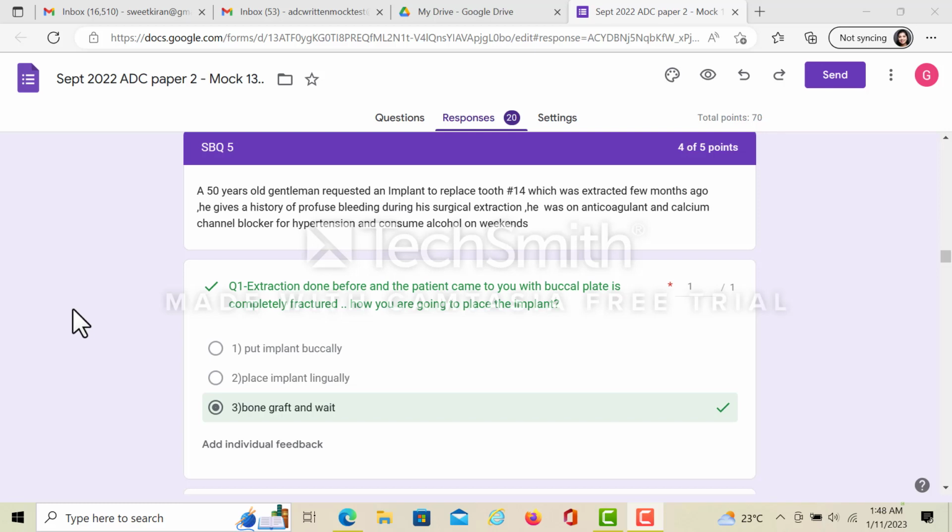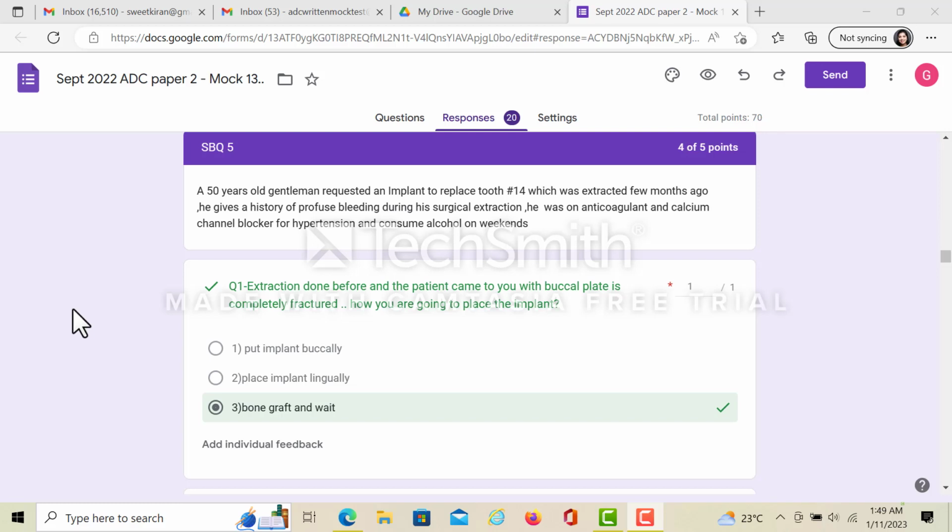So SBQ5: a 50-year-old gentleman requested an implant to replace tooth 1-4. This is a universal tooth numbering system, so 1-4 becomes tooth number 2-6, which was extracted a few months ago. He gives a history of profuse bleeding during his surgical extraction. He was on an anticoagulant and a calcium channel blocker for hypertension and consumes alcohol on weekends.